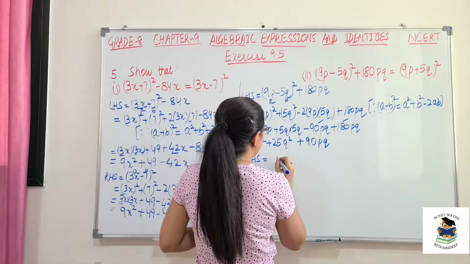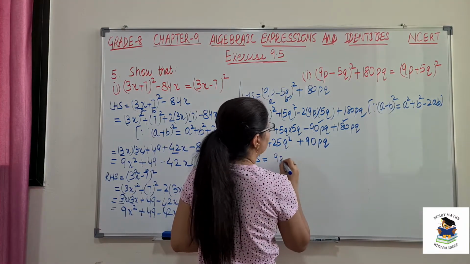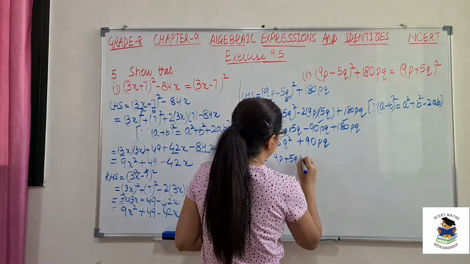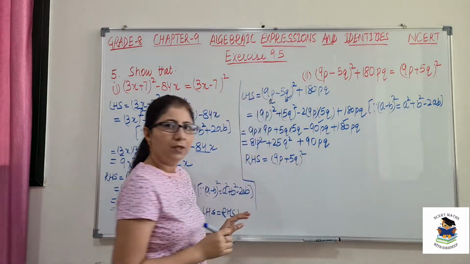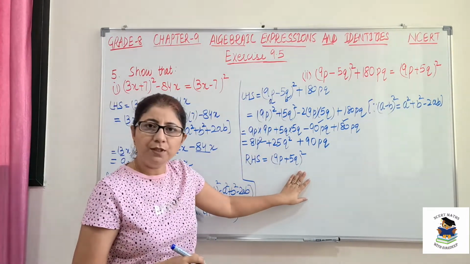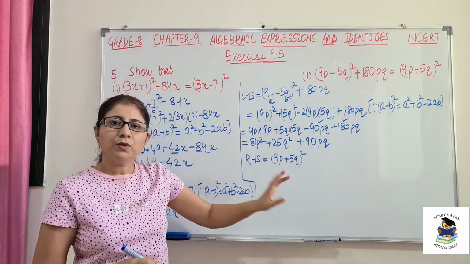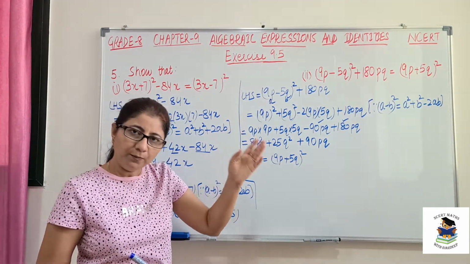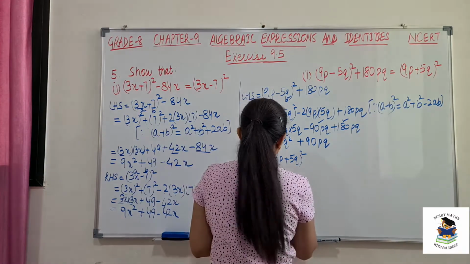Right hand side is (9p plus 5q) whole square. So this is again (a plus b) whole square. So (a plus b) whole square is a square plus b square plus 2ab. So I will write it here.